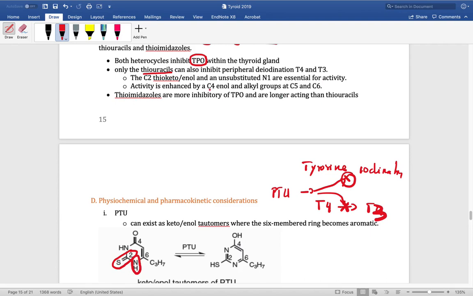Now, activity is enhanced by the C4-enol and an alkyl group at C5 and C6. So this is C6, this is C5. If you wanted to enhance the activity, you could put an alkyl group here at the C5 position. So activity is enhanced by alkyl groups at the C5 and C6 positions. I hope this makes sense.